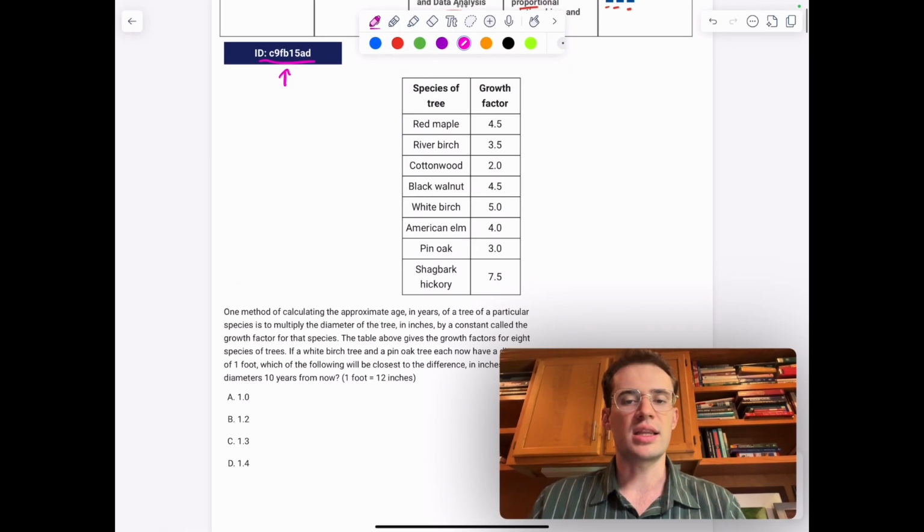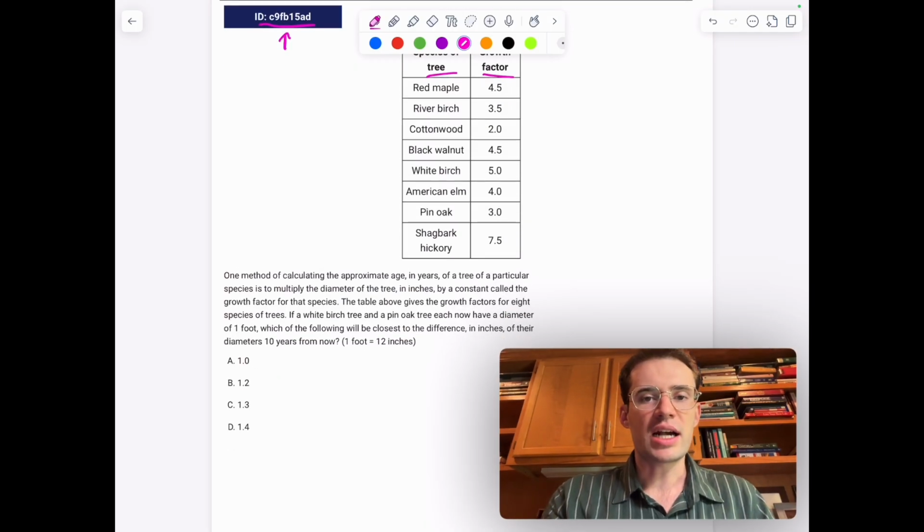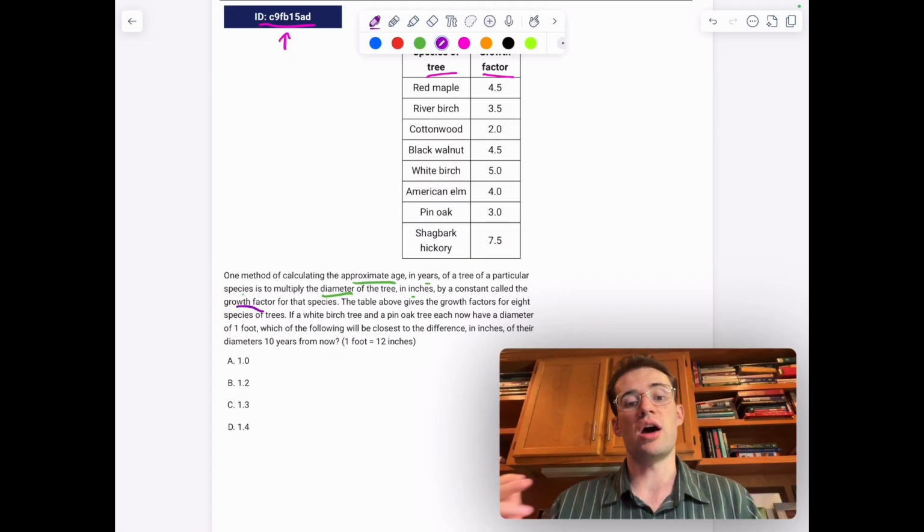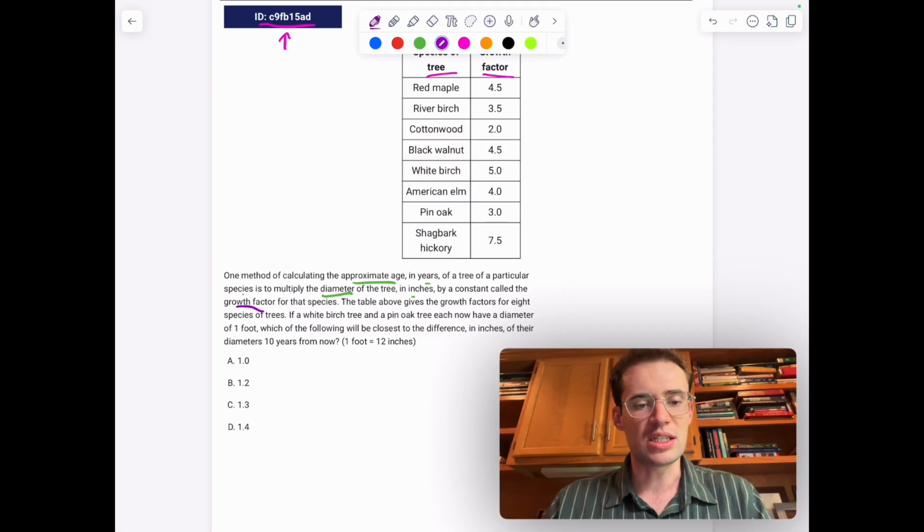If we dive right in, we got this table. It gives us the species of tree and a growth factor for each species. It says one method of calculating the approximate age in years of a tree of a particular species is to multiply the diameter of the tree in inches by the constant called the growth factor. Right, so we're multiplying the diameter times the growth factor, and that will give you the age, or an approximation of the age. The table above gives the growth factor for 8 species of trees.